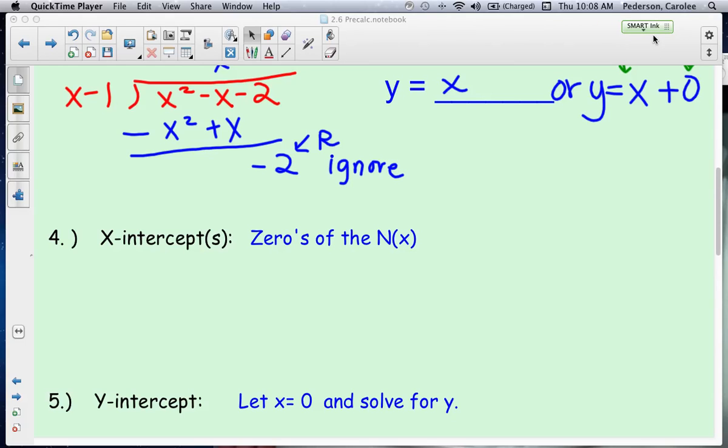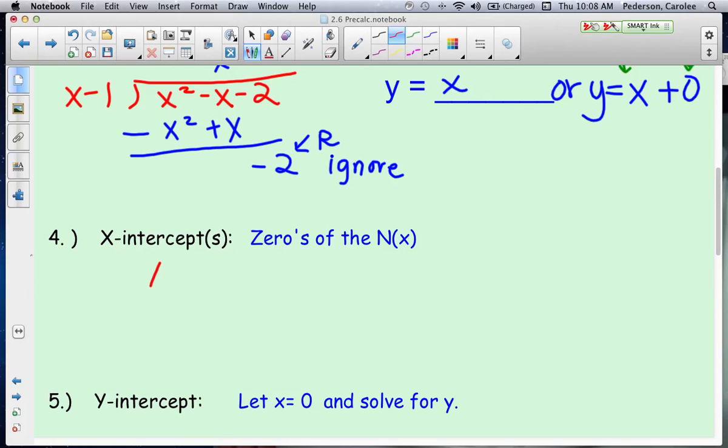Now we're going to go ahead and find the zeros of the numerator, which will help us to find the x-intercepts. So we go up to the numerator. That polynomial was x squared minus x minus 2. And we find the zeros. So when we find the zeros, we try to factor it. In this case it's a quadratic, so we can factor this using the chart method.